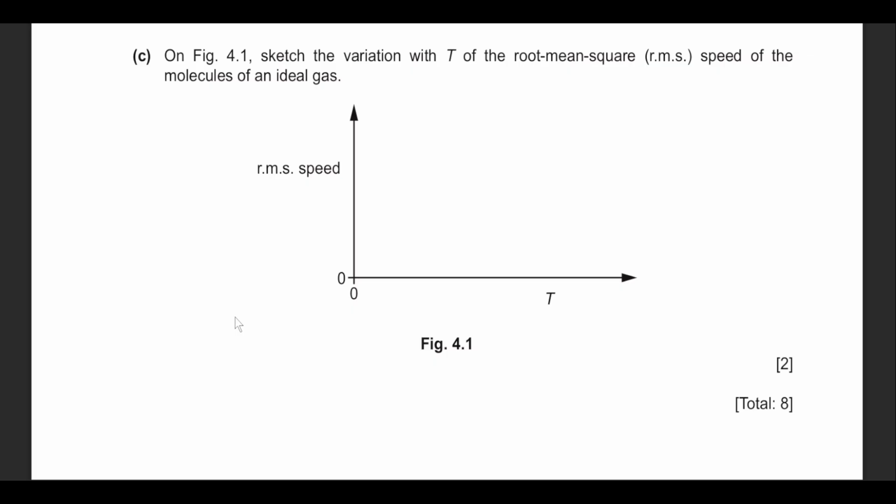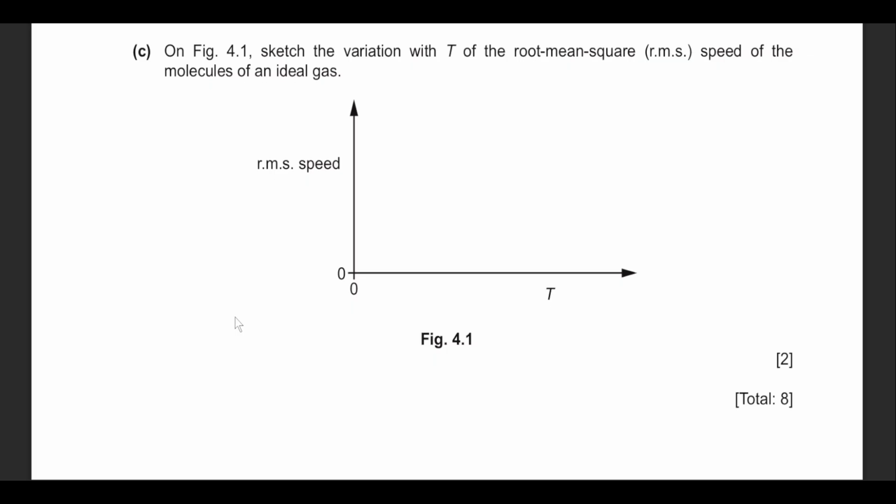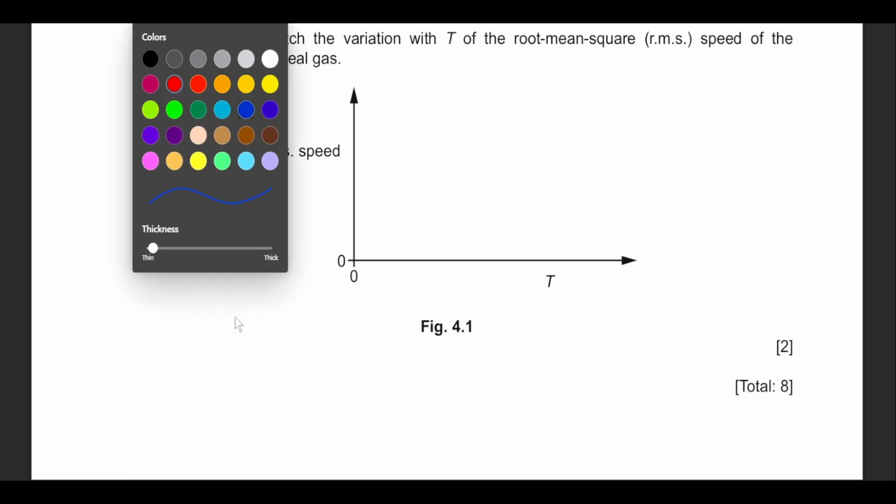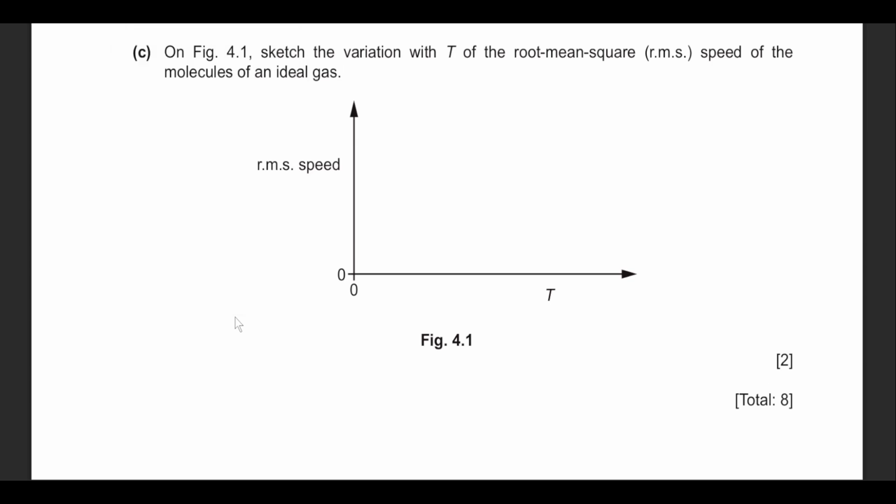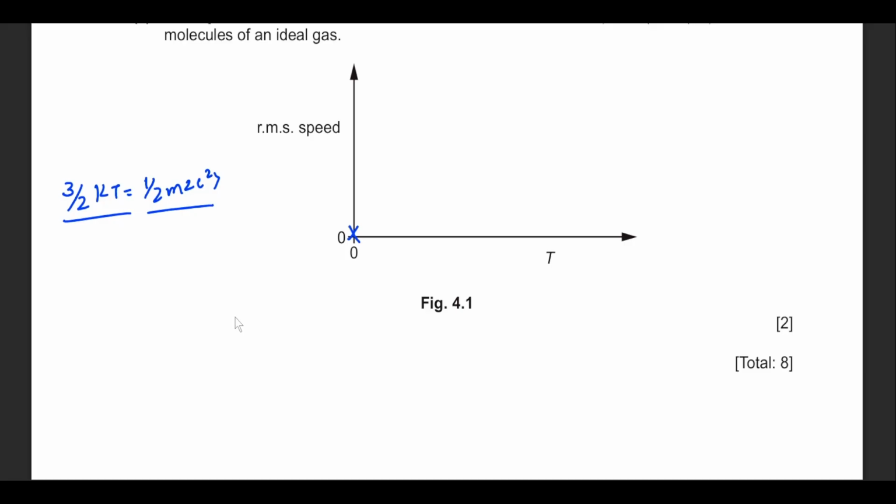Part C, he says RMS speed with temperature. So whenever you get a graph like this one, either in P2, P1, or P4, you're supposed to find a mathematical equation before you draw this graph. And definitely this is going to start from origin. Why? Because RMS speed depends on temperature. And if you remember, 3 by 2 kT was equal to 1 over 2 mc squared. So the thermodynamic temperature is dependent on the speed, or RMS speed. So let's bring that out, because everything else is constant, only speed and temperature are linked.